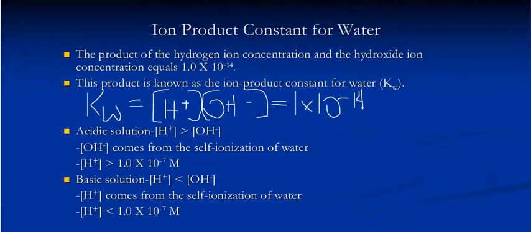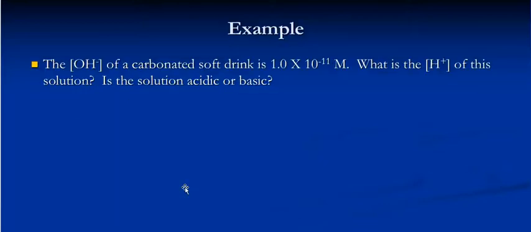I can tell whether a solution will be acidic or basic by comparing H+ to OH-. Acidic solutions have a greater amount of H+. Basic solutions have a greater amount of hydroxide. Let's look at an example.